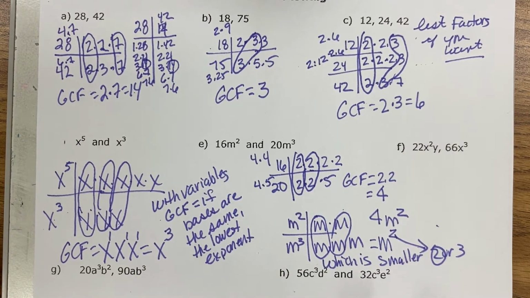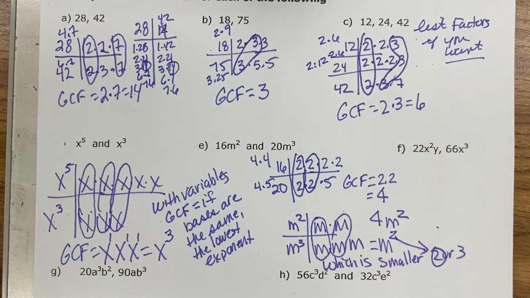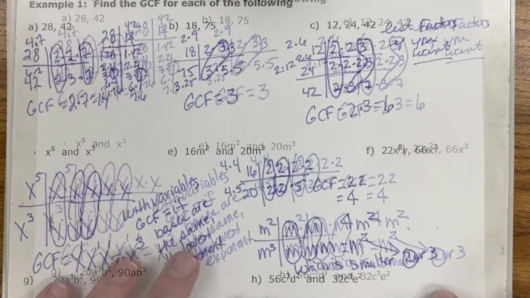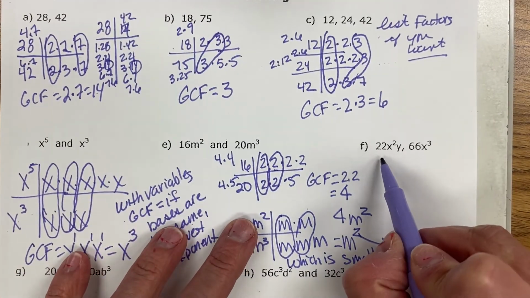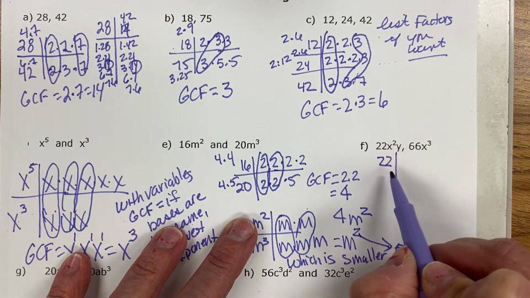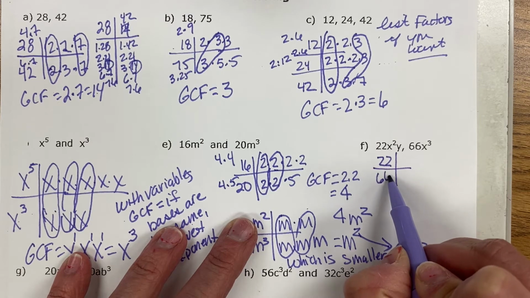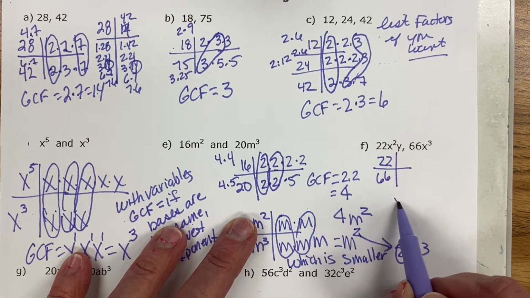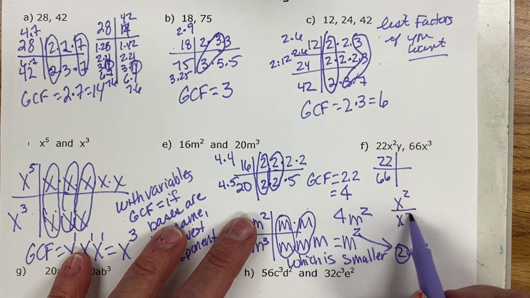All right, so you take a second and see if you can apply what we just talked about for letter F. On this one right here, you're going to find the GCF between 22 and 66. We're going to break it down in between x squared and x cubed.